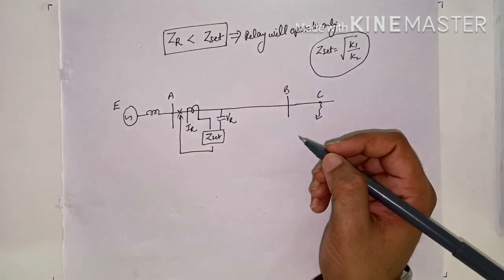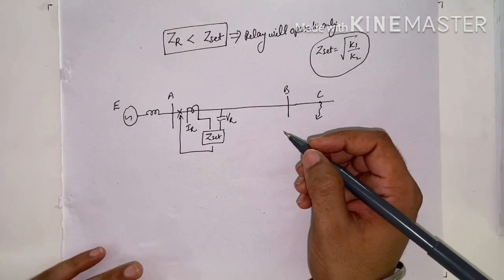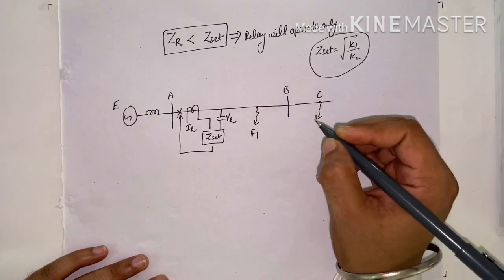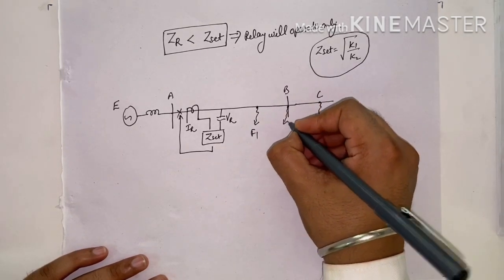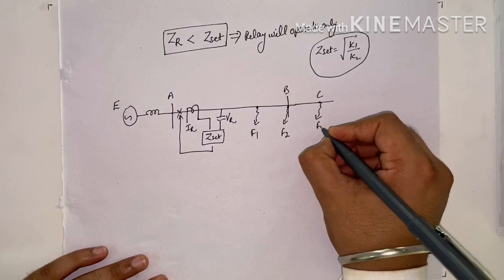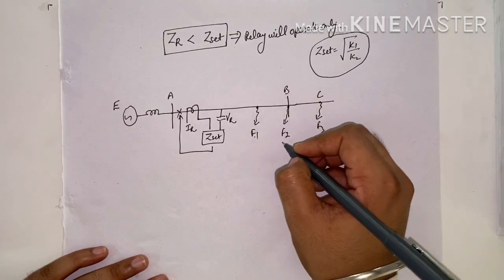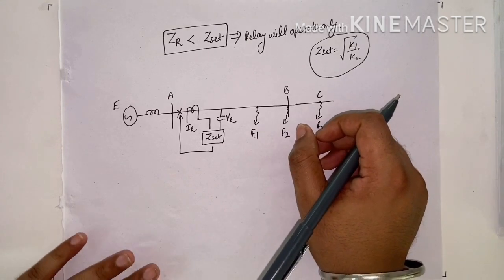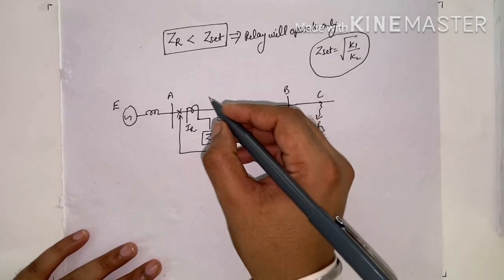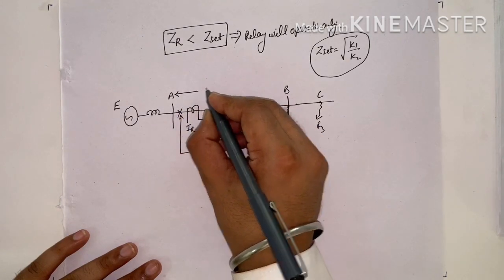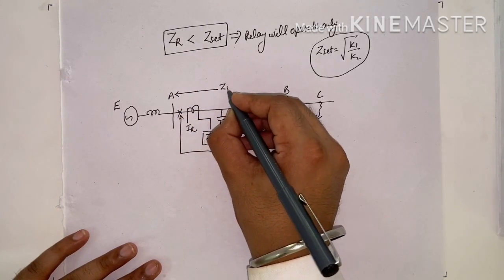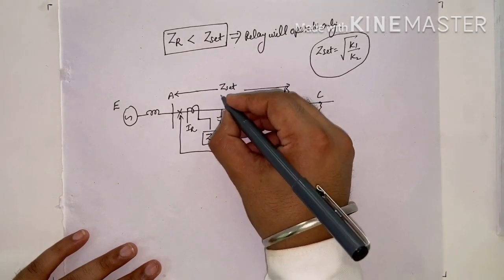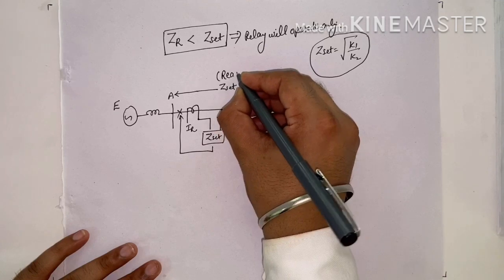Now we will assume various conditions. Suppose the fault happens here, this is the F1 fault. If the fault happens here, this is the F2 fault, and this is the F3 fault. F1 and F2 are interior faults and F3 is the exterior fault. So this is the internal fault. Now the reach of Z set is up to here, this is the reach value.